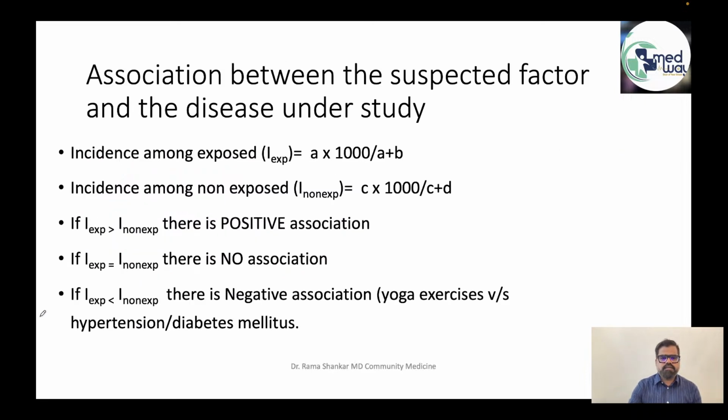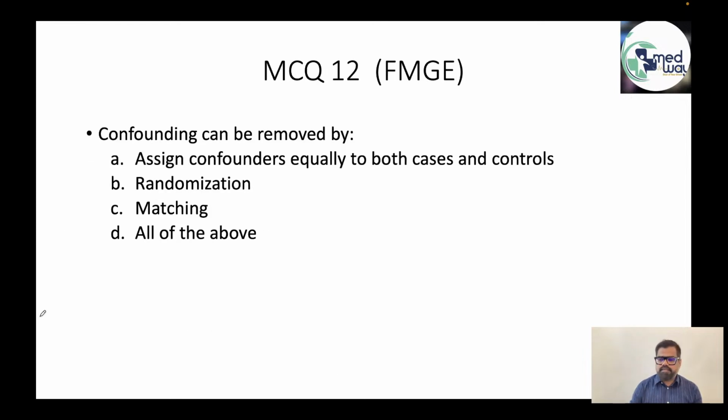Okay. Now let's take the 12th question. Confounding can be removed by: assign confounders equally to both cases and control, randomization, matching, all of the above. Now, please understand what is confounding, and the best way of understanding is so that it will also help you to solve the question.